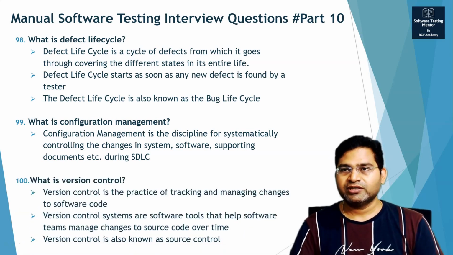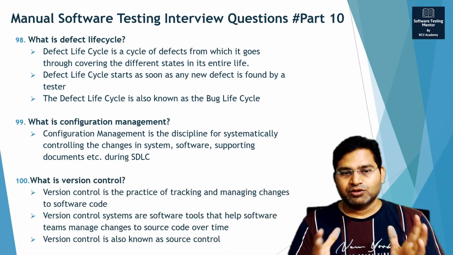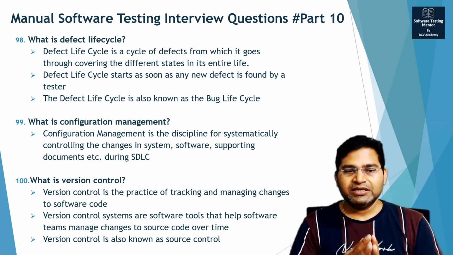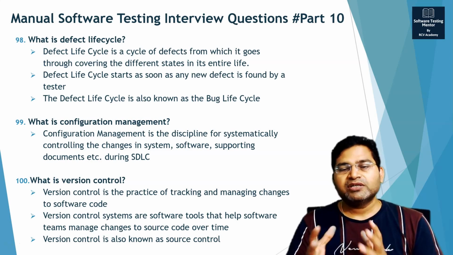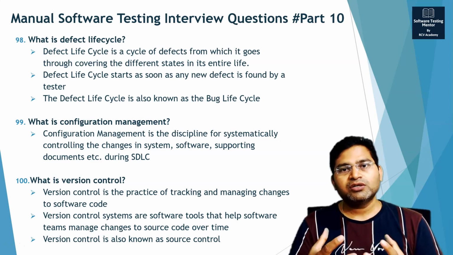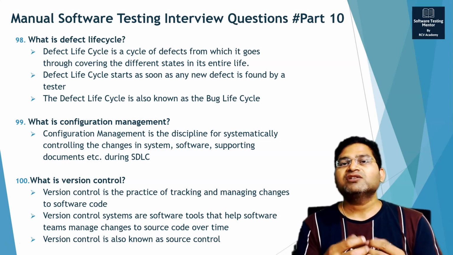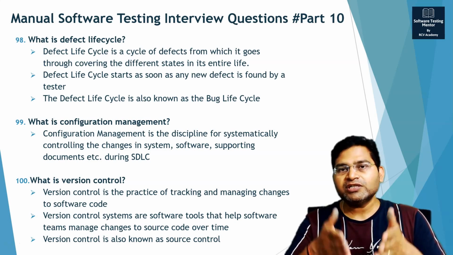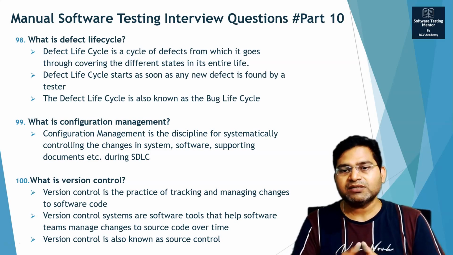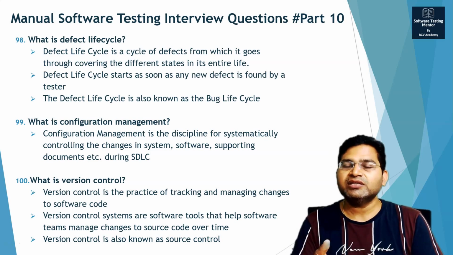Now the 100th question. So part 10, 100th question. So with this, we have completed 100 questions as part of this whole series. So what is version control? Okay. Now version control is one of the parts of configuration management. As I said, configuration management is a discipline and version control is one part of it. It's a practice of tracking and managing changes in software code.